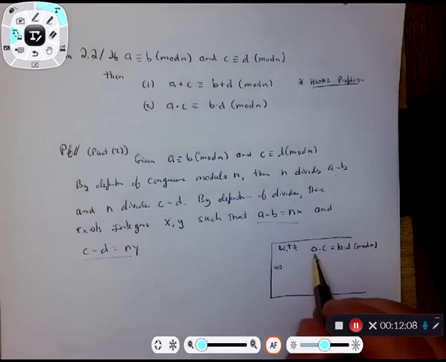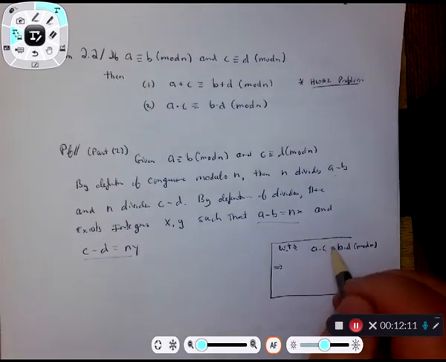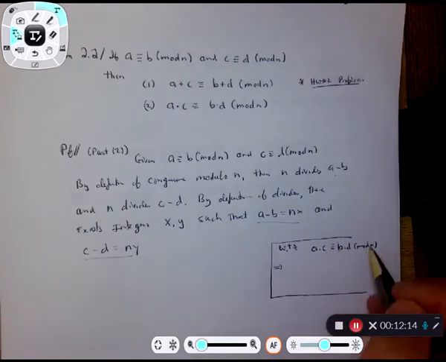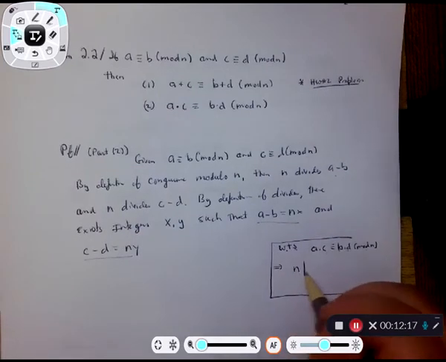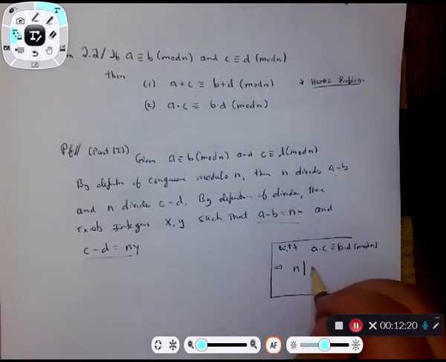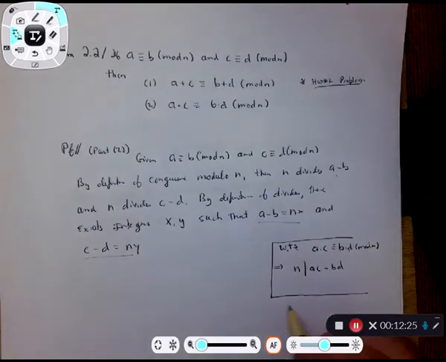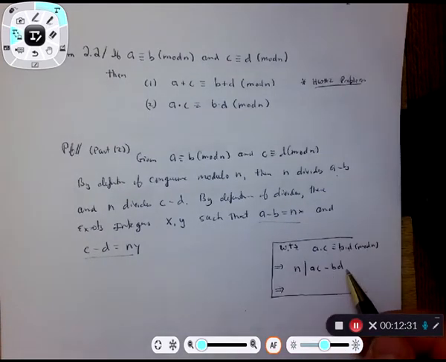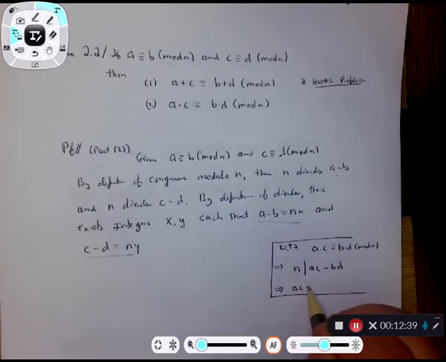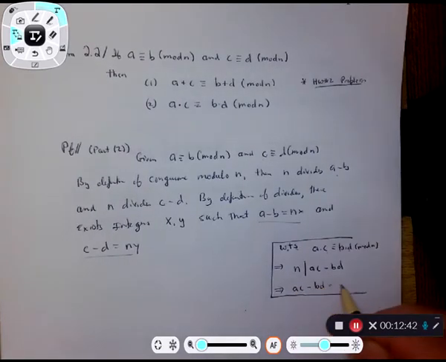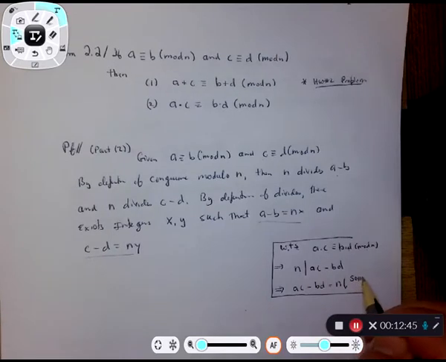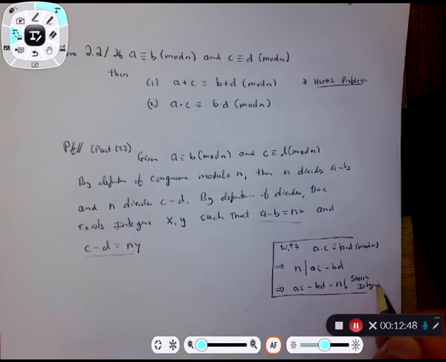So if I want to show that A times C is congruent to B times D mod n, I want to show that n divides, I'll use a little divide symbol there, A times C minus B times D. And to show from the definition of divides, n divides A times C minus B times D, I want to show that A times C minus B times D is equal to n times, here comes, some integer. And I've got to tell you who that integer is going to be. At this point, I don't know.